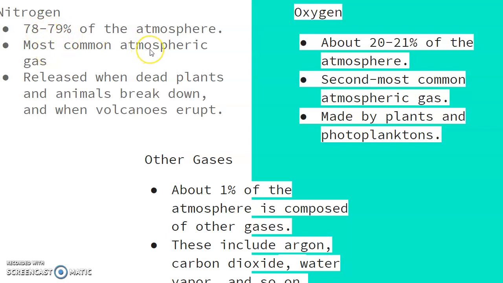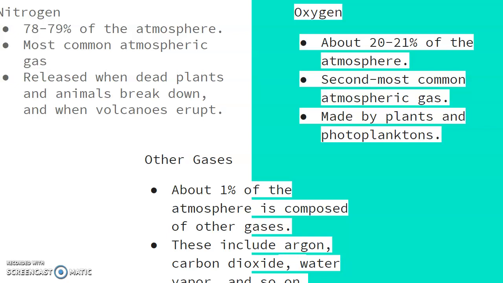Again, it's the most common atmospheric gas. And it is released when dead plants and animals break down. After they die, they're broken down by decomposing bacteria, and so on. And when they break down, they release nitrogen. And also when volcanoes erupt, it releases nitrogen gas.